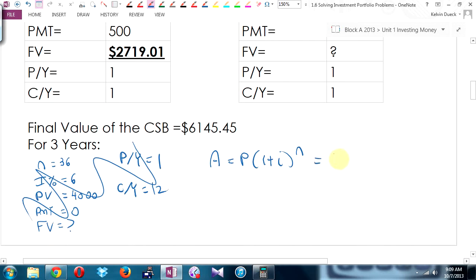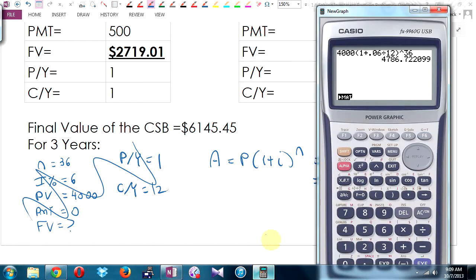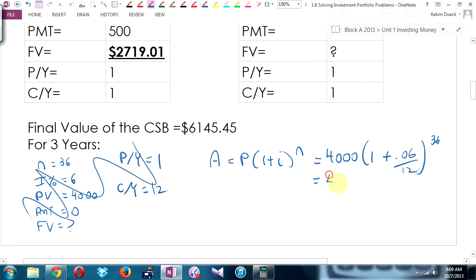Since there's no payments, I don't need to use my fancy schmancy graphing calculator features. I can just go 4,000, 1 plus 0.06 divided by 12 to the 36, and I get $4,786.72.